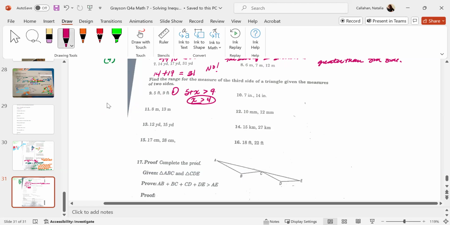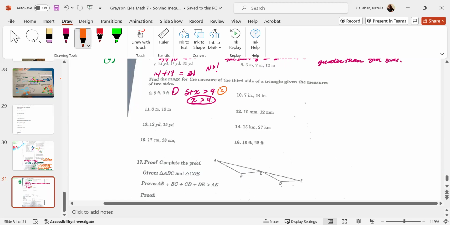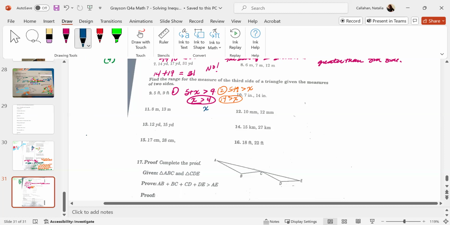The second one we're going to do is if we assume that 9 is one of the smaller sides, right? 5 plus 9 is greater than x, right? So 14, x has to be smaller than 14. So when I write this together, you put the x right here, 4 is going to be right here, and 14 is going to be on the right side.